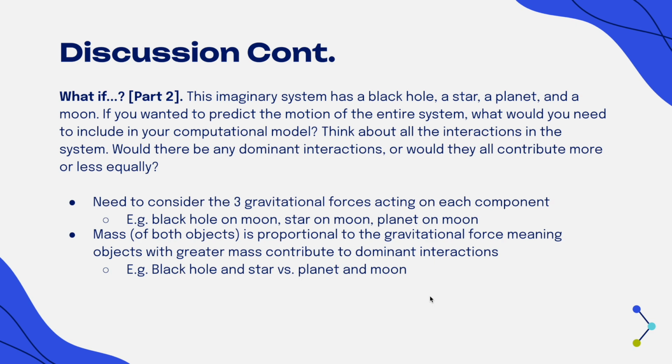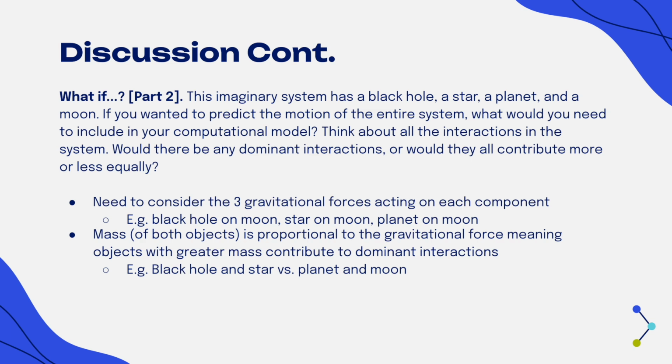Now, for another system with a black hole, star, and a planet, to predict the motion, we have to consider the gravitational forces acting on each component. So the black hole on the moon, the star on the moon, the planet on the moon, and do the same thing for every system. If you think about all these forces and all these crazy interaction components, it gets complex really quickly, and that's why it's really difficult to predict the motion of three objects. That's what's called the three-body problem.